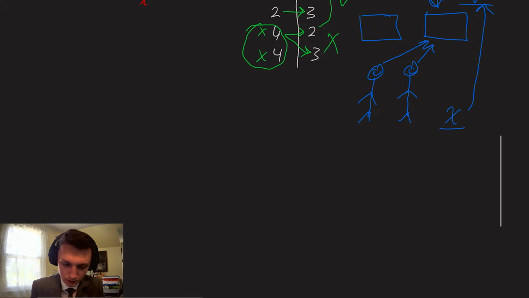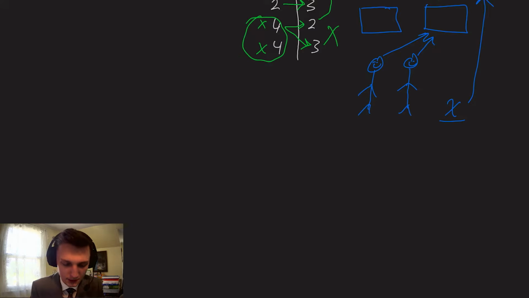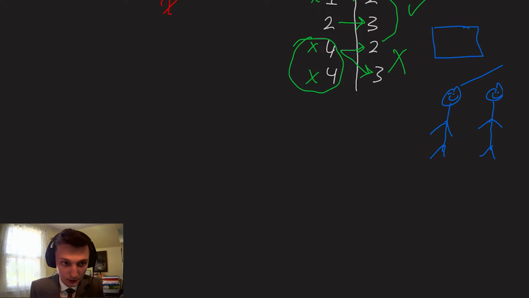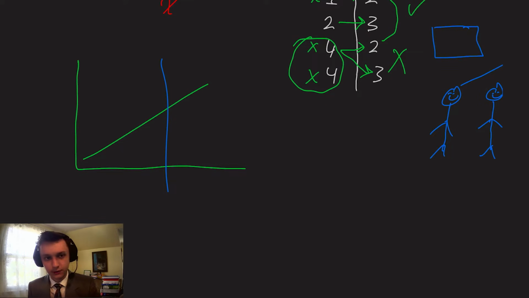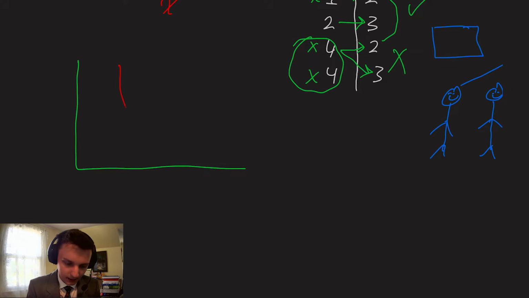Which brings me to the graphical way of representing this, which is the vertical line test. So if I were to draw a graph of my function, if the function were to look like this, I would simply just need to draw a vertical line through it. And if the vertical line touches it more than once, then it's not a function. Here I touch exactly once and nowhere else. It's a function. In this case, a parabola.